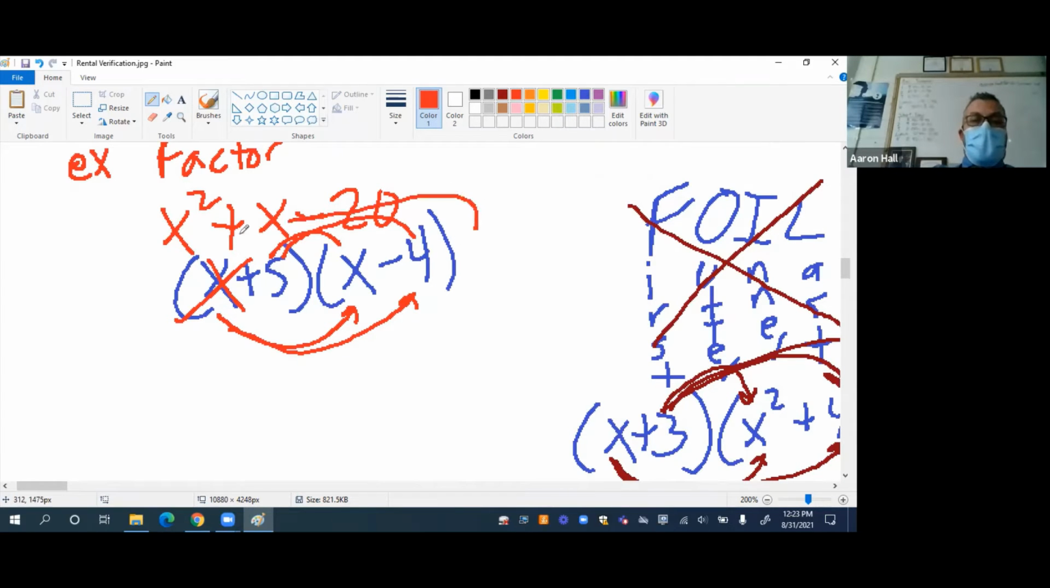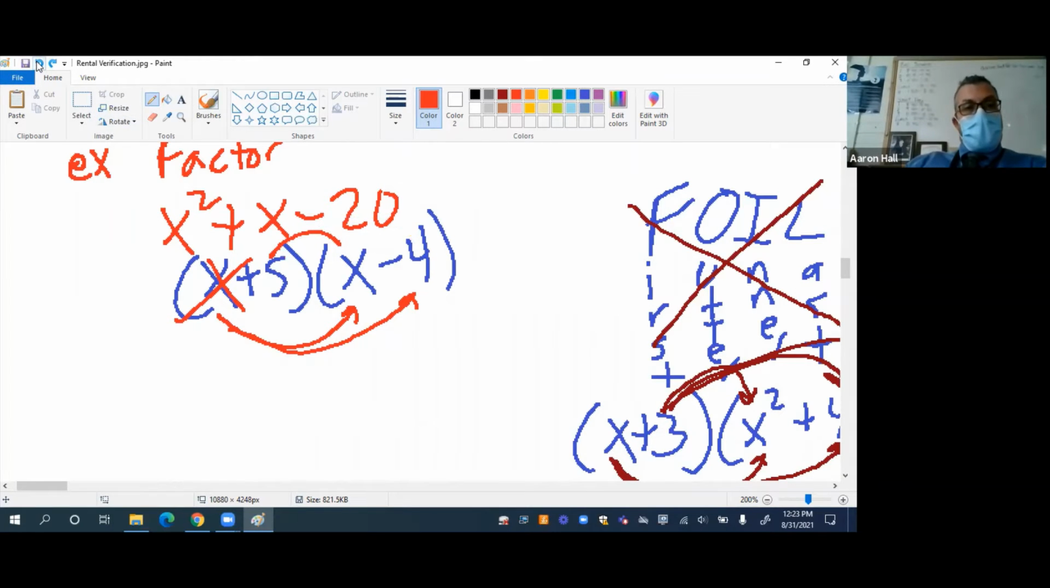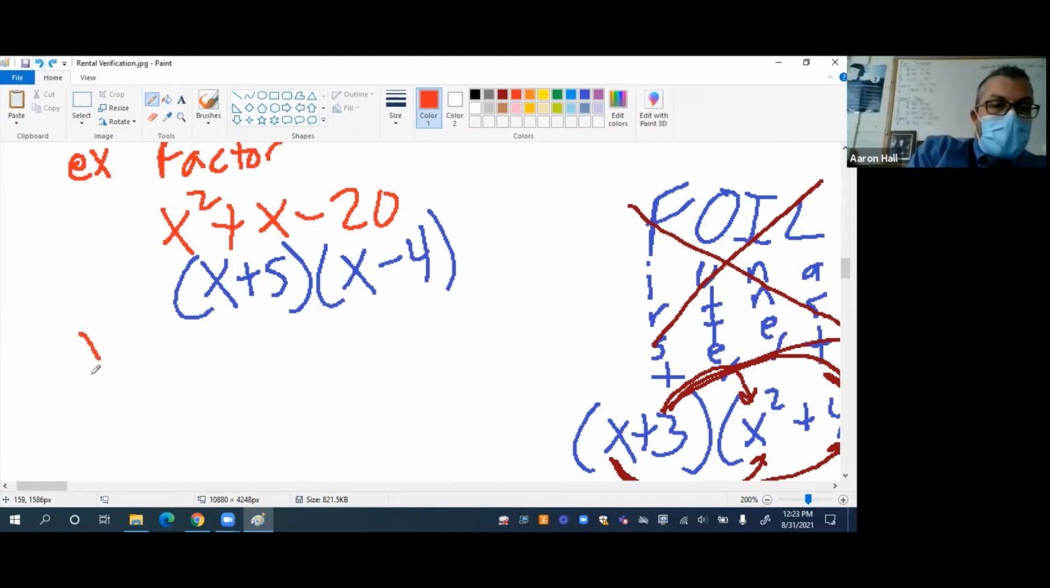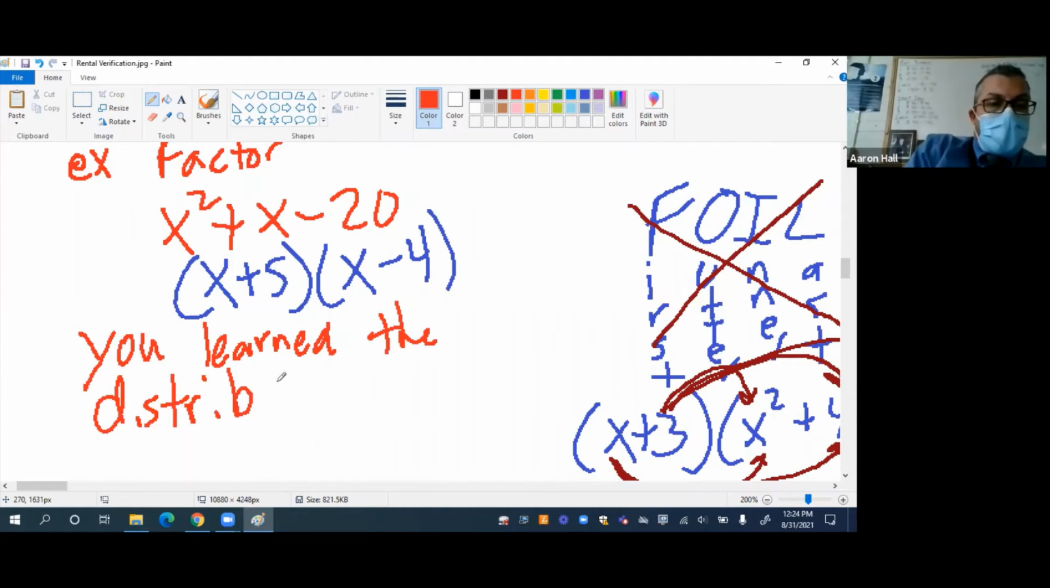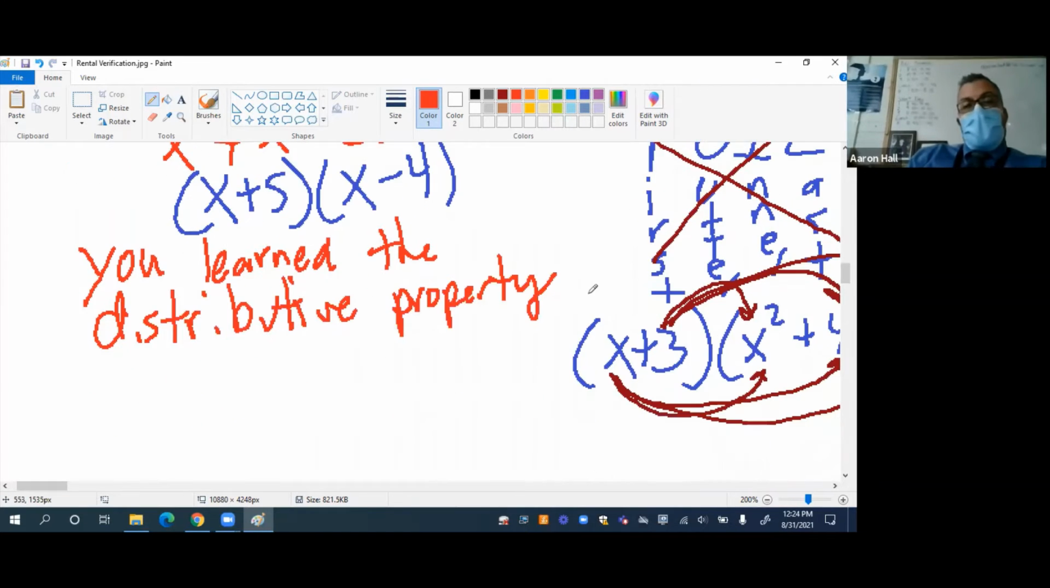In fact, when did you learn this technique, the distributive property? In 5th grade? I think you learned it in 3rd grade. Maybe 4th grade, but I think in 3rd grade you learned the distributive property. This is my claim: you learned it in 3rd grade, maybe 4th grade, but I'm guessing 3rd grade.